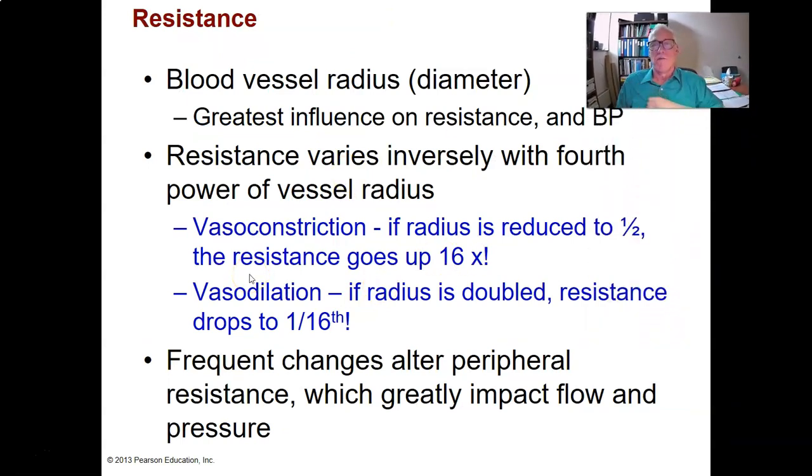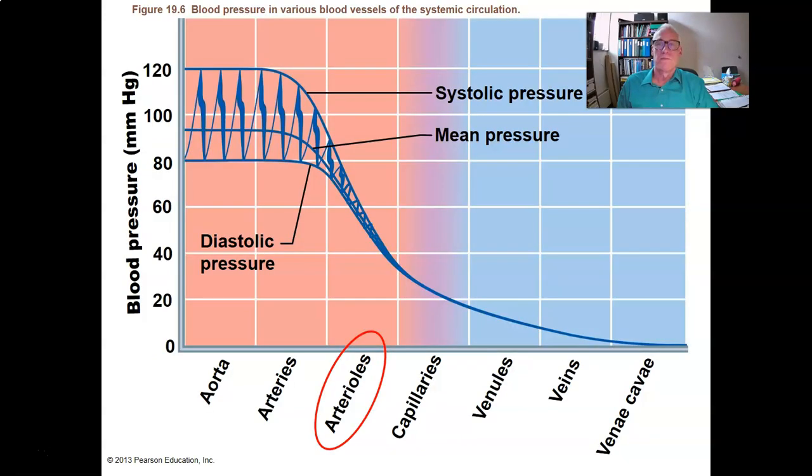So if we constrict the blood vessels, let's say we reduce the radius or diameter to 1/2, the resistance goes up 16 times, right? Small change in diameter, huge change in resistance. If we dilate the vessels, so we double the radius, now the resistance drops 16-fold, or to 1/16 its original value. So small changes in diameter make all the difference in resistance. And that's exactly how we control flow in blood vessels, flow in organs.